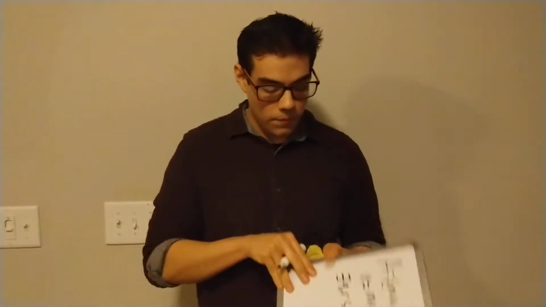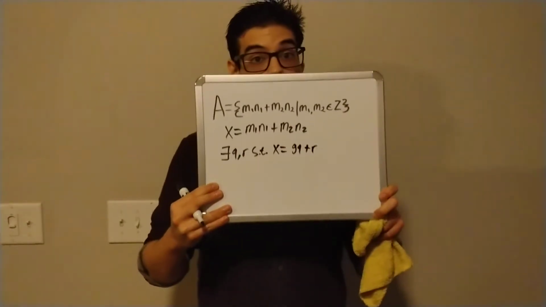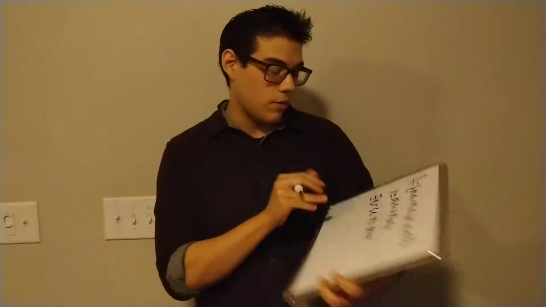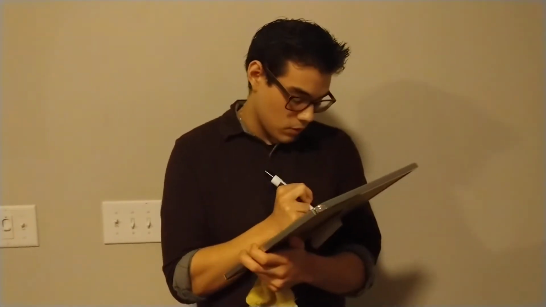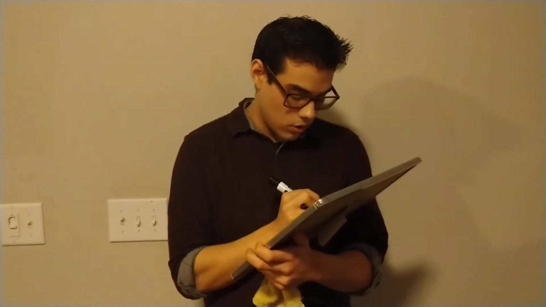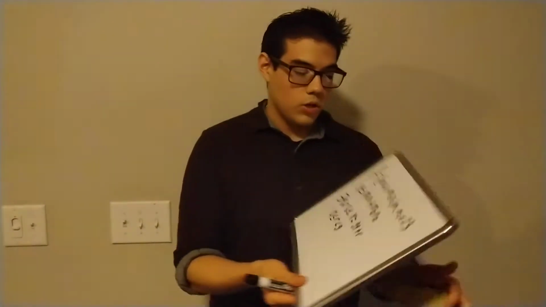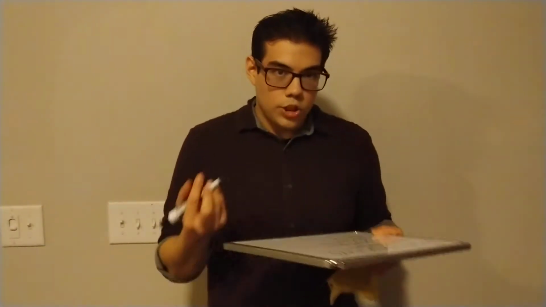Now, we are going to say, let there exist some q and some r such that x is equal to gq plus r. And we know by the division algorithm, r can't be any single number. R is bounded. R is greater than or equal to 0, but must be less than g. So, what is g? We've already established that g is the smallest natural number in A.